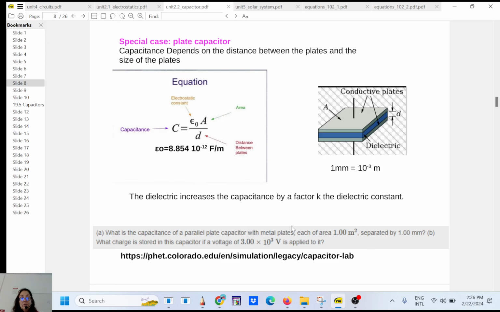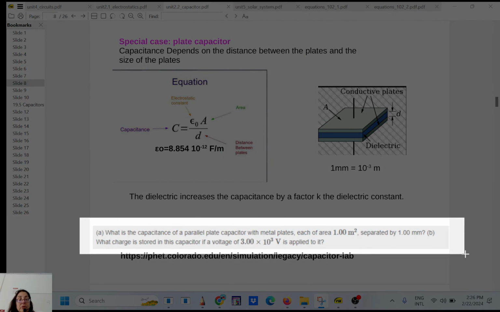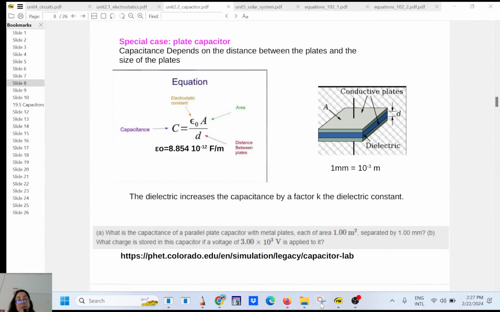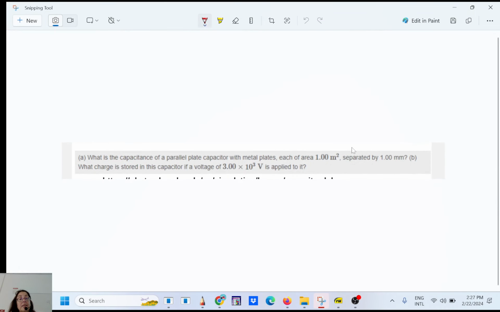Okay, so let's do a simple one here. All that is very easy. The only challenge is scientific notation. So make sure you are able to use your TI. That's the only challenge here, and how to convert. That's all there is.